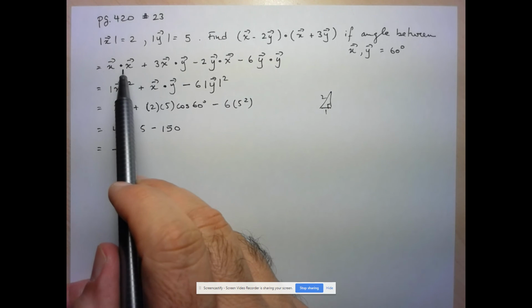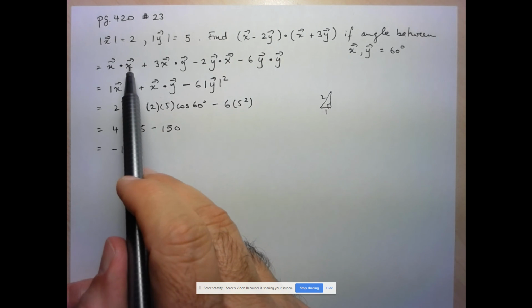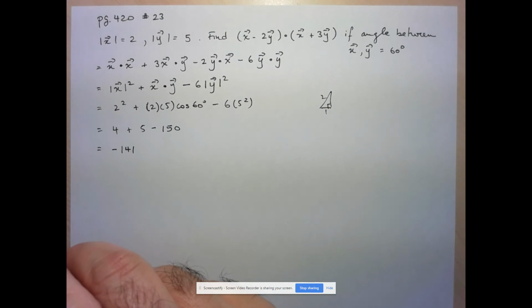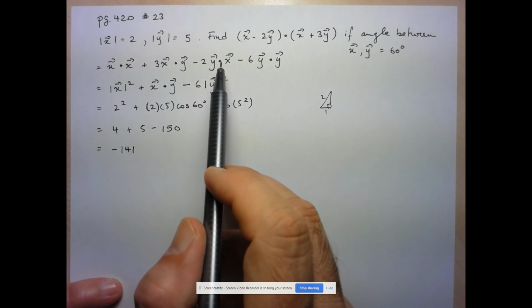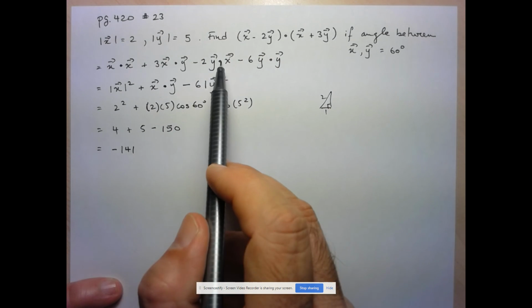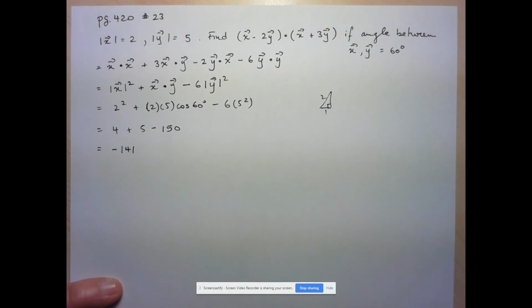Something very important that we used in there is that a vector dotted with itself is equal to the magnitude squared, and we also used the fact that the dot product is commutative so that we could bring together these terms. That's it for this one.